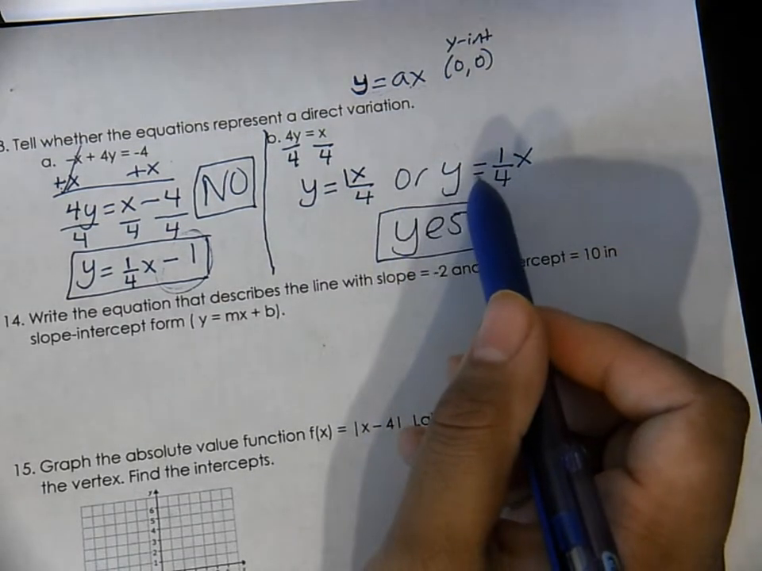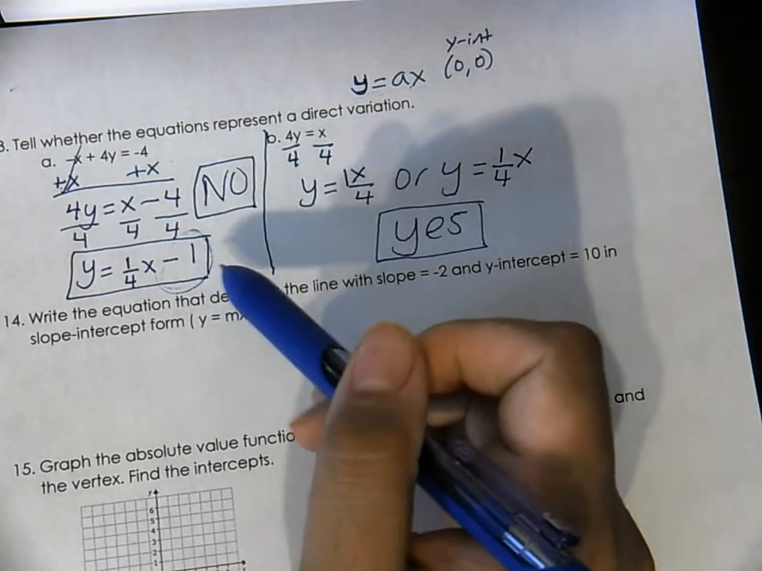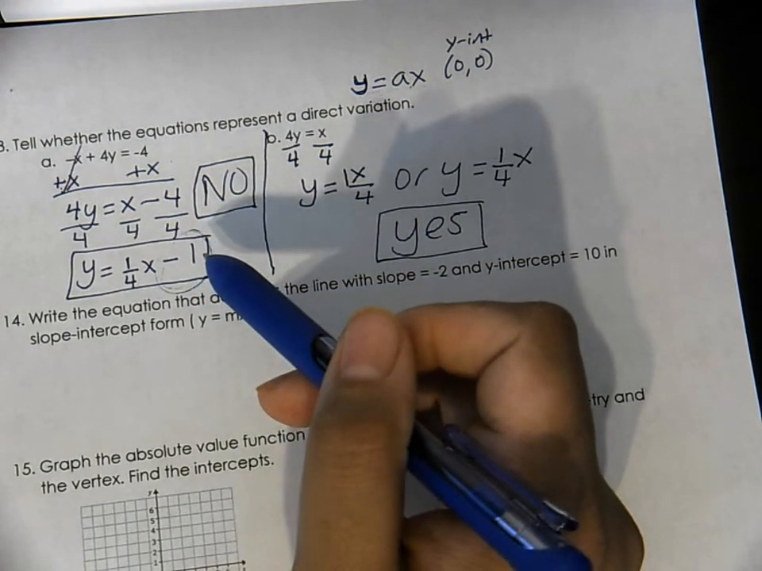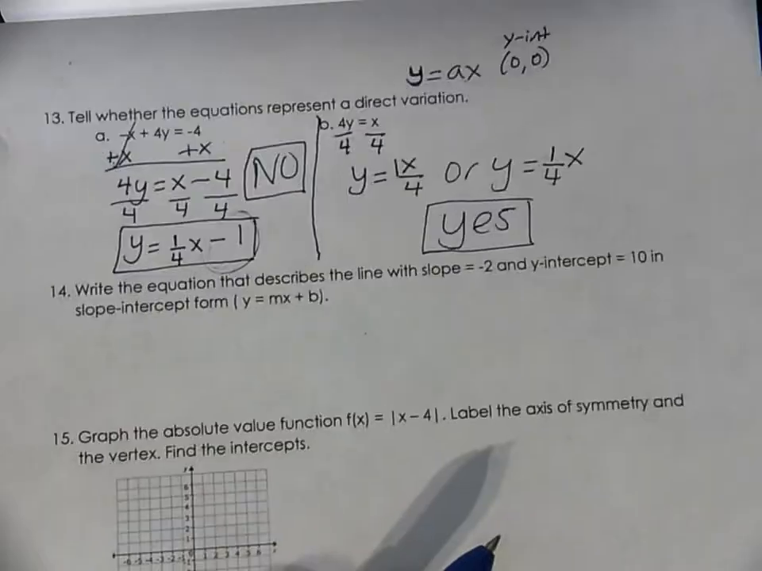It represents direct variation, whereas this one does not, because it can't have extra. It can't have a b value. b can only be 0 for direct variation.